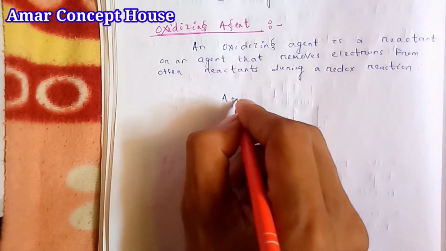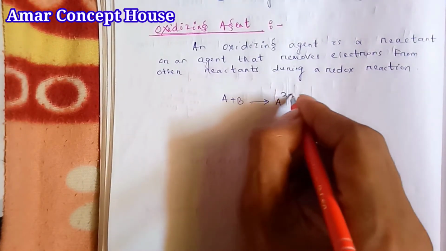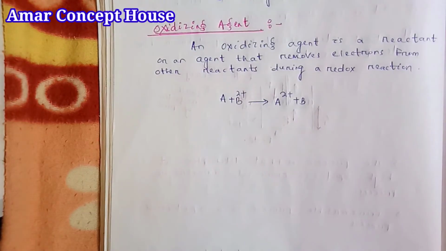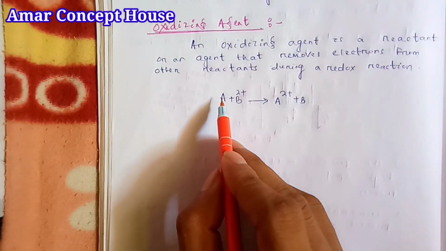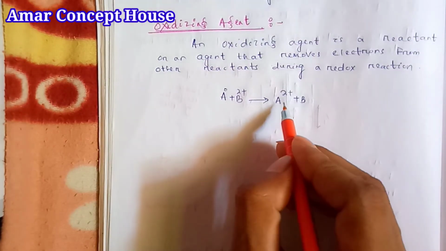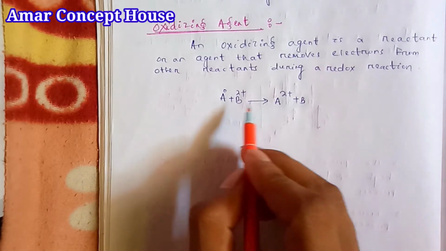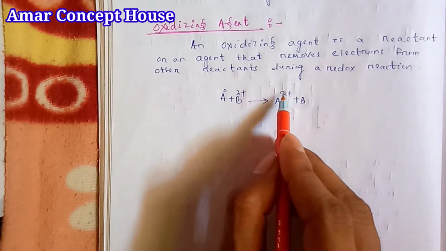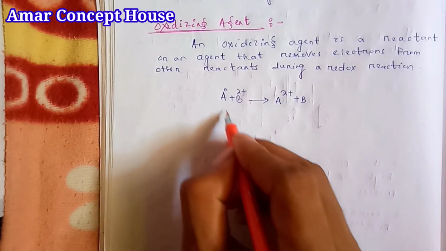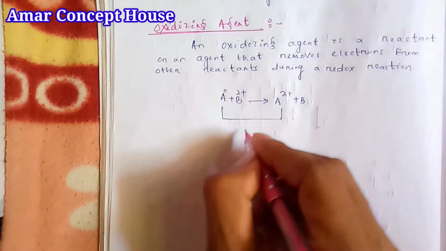A plus B2 plus. Sorry, here B has 2 plus, formal charge 2 plus. Now what is the formal charge over A? 0. So the formal charge of A changes from 0 to +2. Increase of oxidation number here. So oxidation occurs for A. Clear? Oxidation occurs for A because the oxidation number increases.